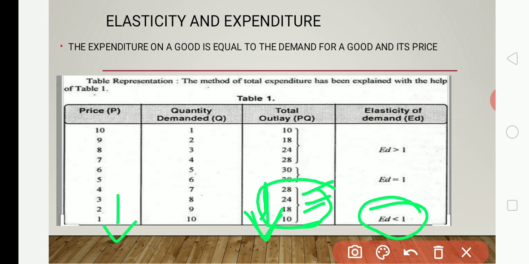So this is how to calculate the elasticity and expenditure.